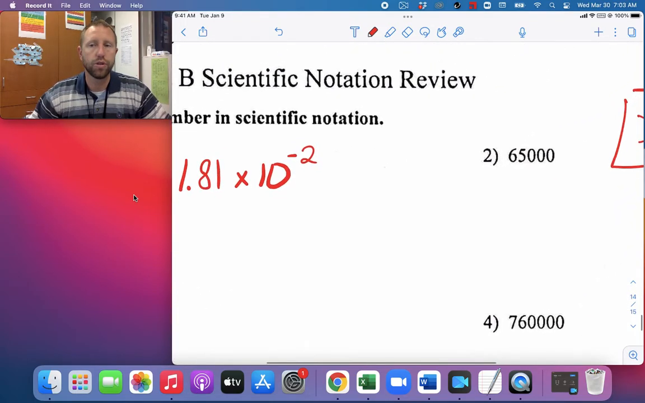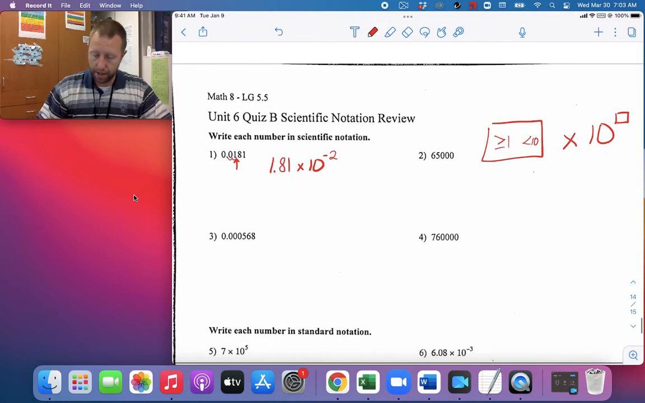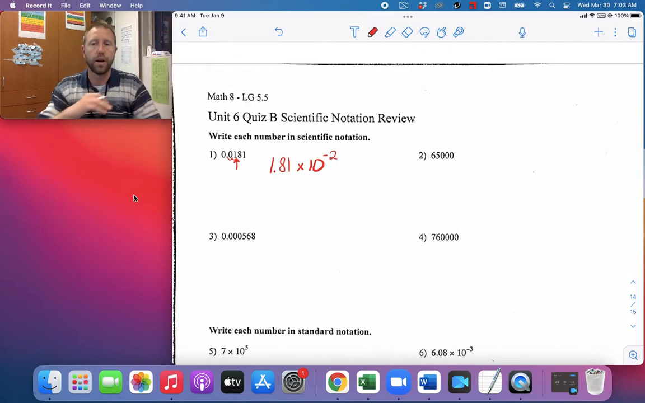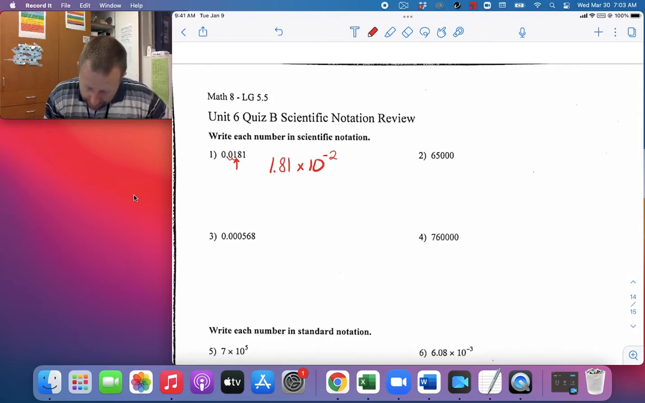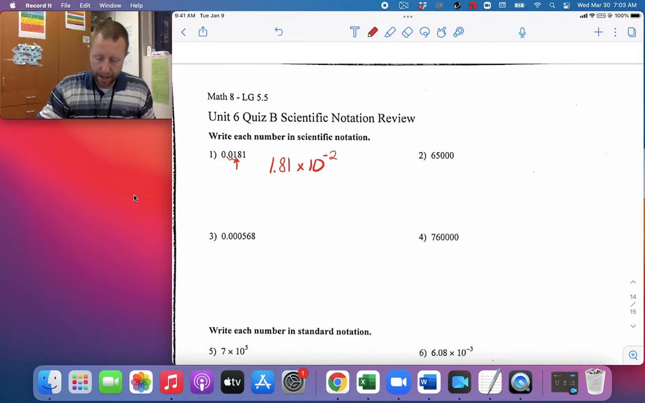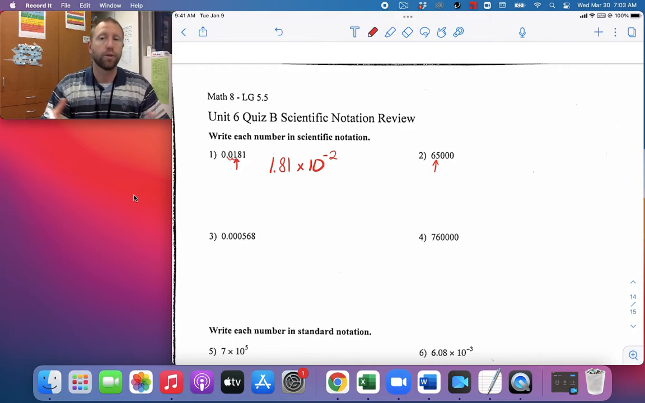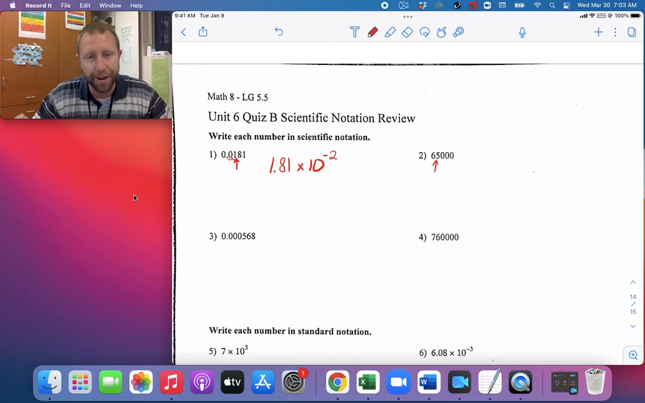For number 2, let's erase all my stuff over here. For number 2, it's a number that's bigger than 1. So I know my exponent's going to be positive, but it's 65,000. Where can I put the decimal so that it's greater than or equal to 1 but less than 10? It's going to be right here in between the 6 and the 5, because then it's 6.5, which is greater than or equal to 1 and less than 10.